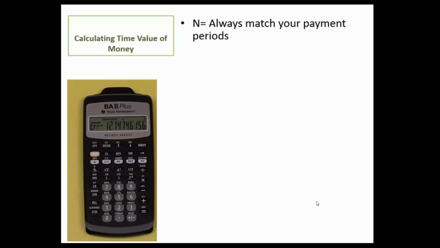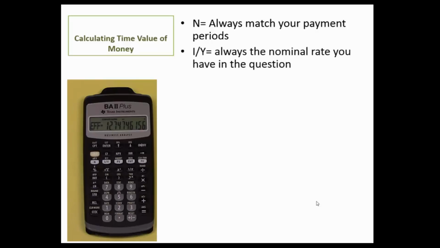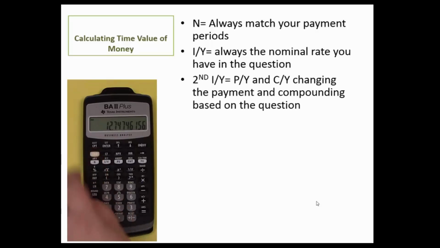Next, we will calculate the time value of money. N for the time should always match the payment period. So if the payment is monthly, N should be the number of months in that period. The IY value is always the nominal rate you are given in the question. For the second interest rate, enter the payment and compounding based on the question.